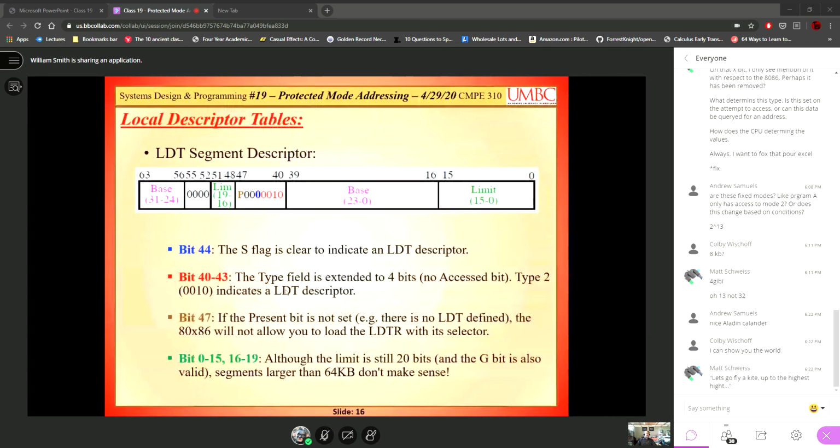All right, so I think that should be slide 16. Yeah, it is. All right. So 15 and 16, I will make a note: Class 19, slides 15 and 16 not to be on the final exam.